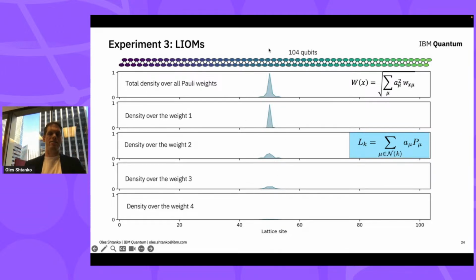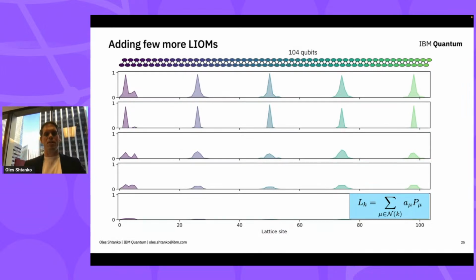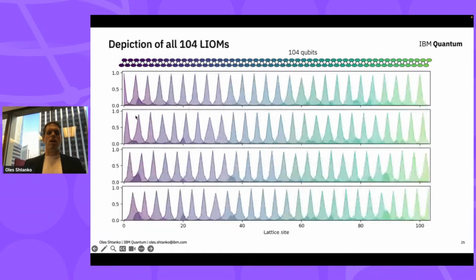Okay, so that's a single integral of motion. Hooray. So now we can repeat it for more and more operators. We can do it for an initial guess sitting in qubit, say, 2, 25, 50, 75, 100. And you also see a very similar picture, though it's slightly different because of disorder. And at the end of the day, you can recover all of them.